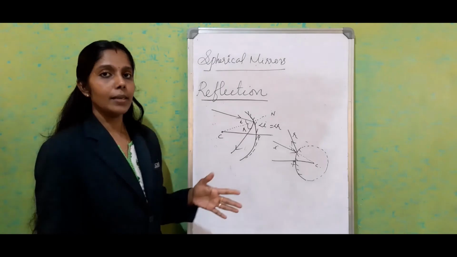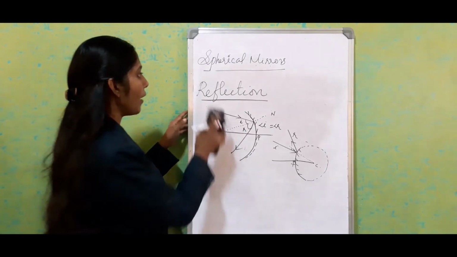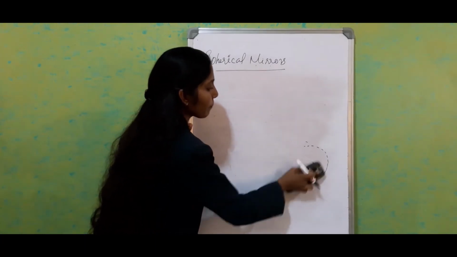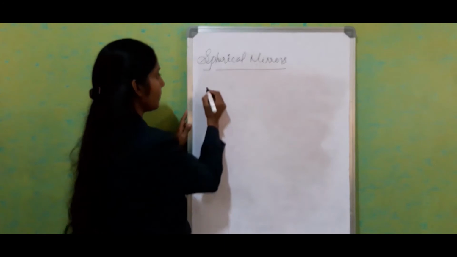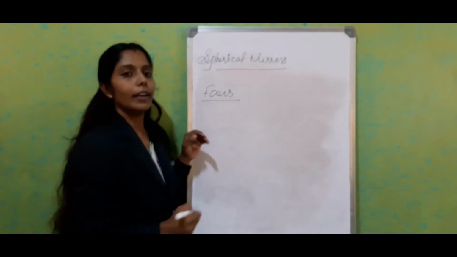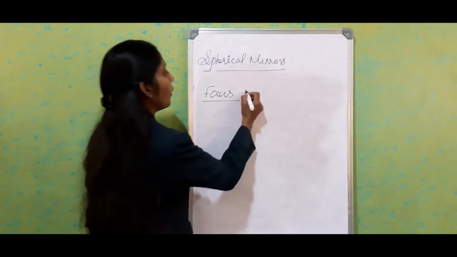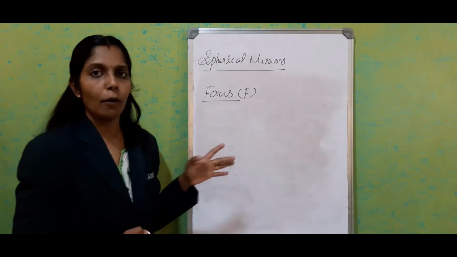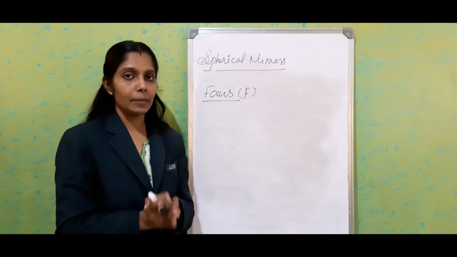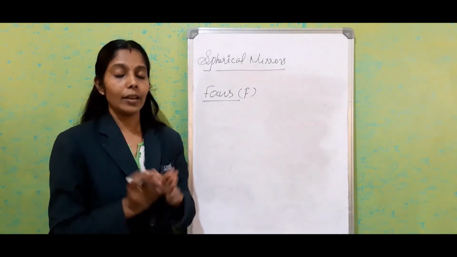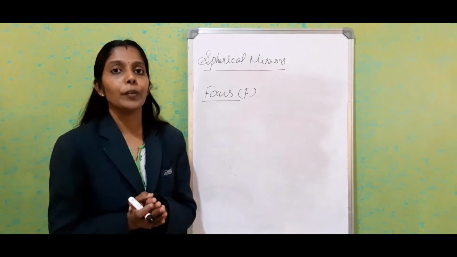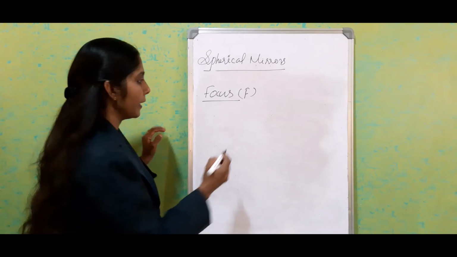And we saw some terms related to spherical mirrors, and we have to see two more important terms. That is the focus point, or we can call it focus. It's always represented by the letter F. What is focus? The rays which are parallel to the principal axis, after reflection, when they meet at a point on the principal axis, that point we call the focus. I'll show with a figure.